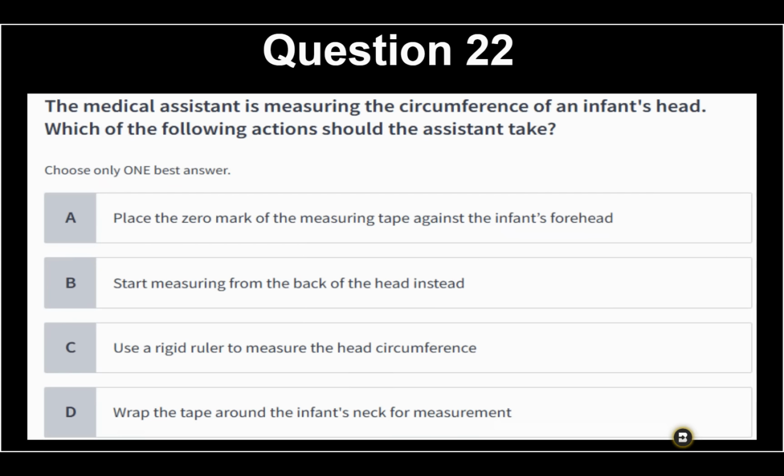You want to place the zero mark of the measuring tape against the infant's forehead. To accurately measure an infant's head circumference, the medical assistant should place the zero mark of a flexible measuring tape against the middle of the infant's forehead, ensuring that it passes around the most prominent part of the head. Now remember, when we're obtaining the circumference of the head, you want to make sure that the tape measure is above the eyebrow and also above the ear.